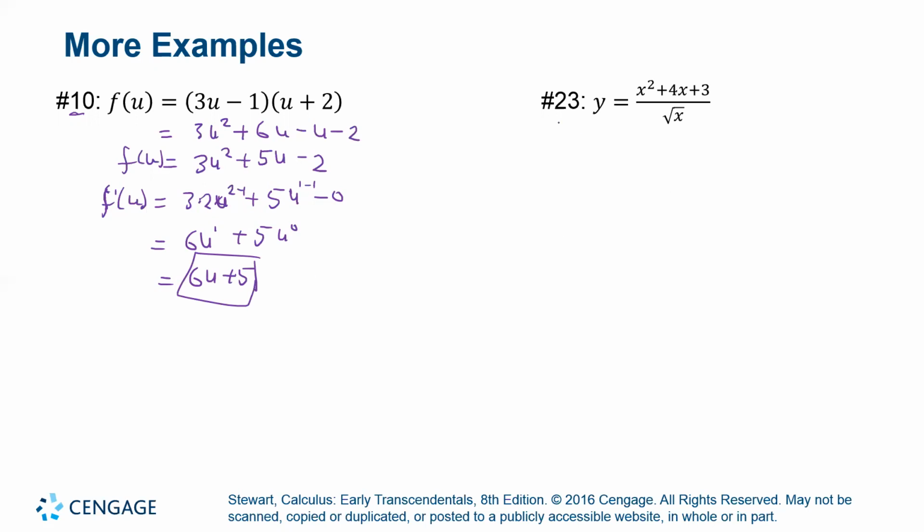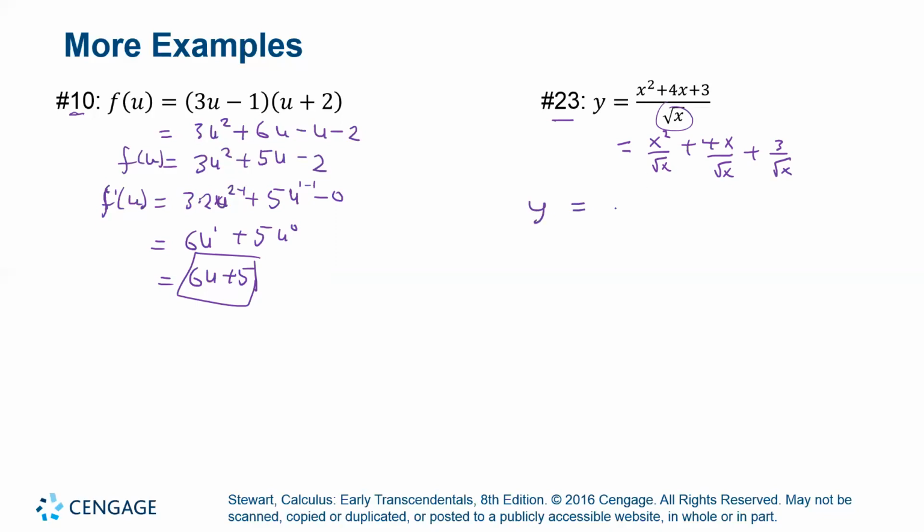Okay. For exercise number 23, you see that there's a denominator here, which is square root of x. So what we do is that we're going to spread it over the numerator as this. So we're going to write y as x squared over square root of x plus 4x over square root of x plus 3 over square root of x.